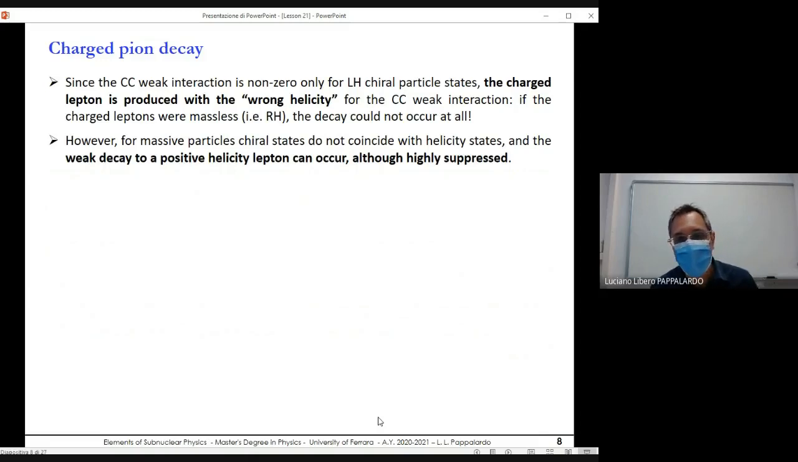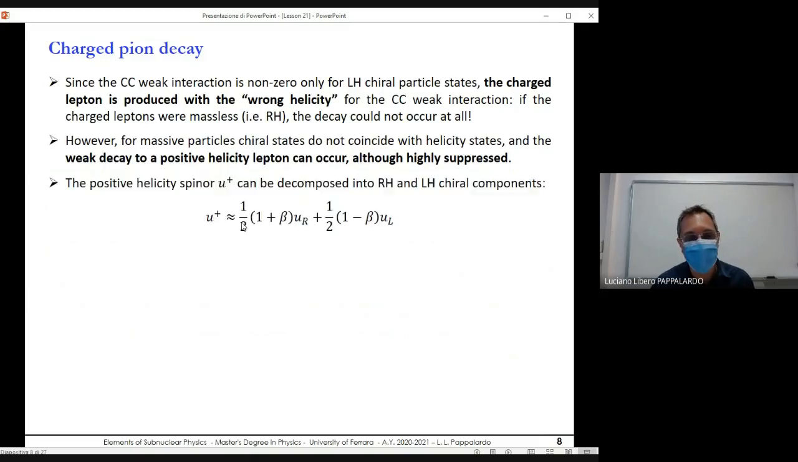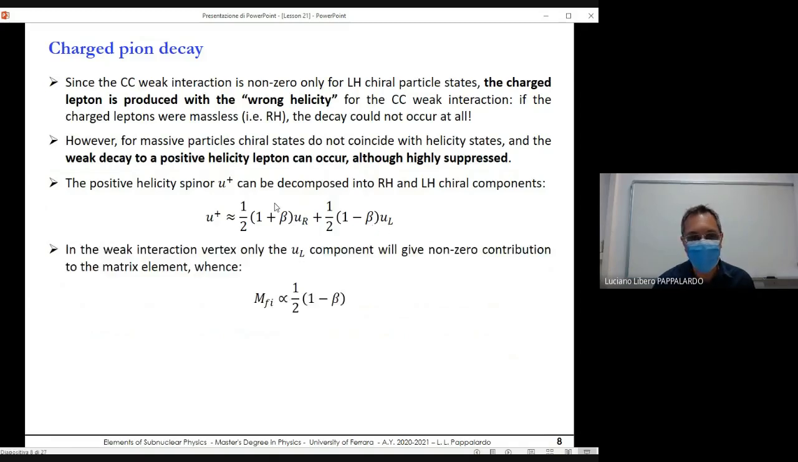So for a massive particle, chiral states do not coincide with helicity states, and so the weak decay to a positive helicity lepton can still occur, although it is highly suppressed. Any positive helicity spinor can always be decomposed into a right-handed chiral spinor and a left-handed chiral spinor. Now, of the two components, only the left-handed chiral component can interact weakly, through the charged current weak interaction. So essentially only this second term contributes to the matrix element. But then we have a suppression factor of 1 minus beta.